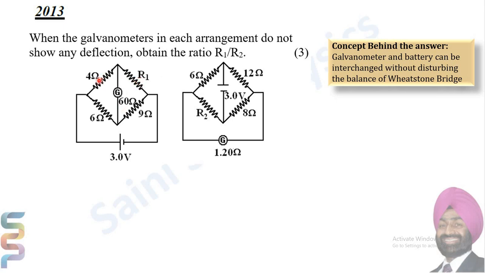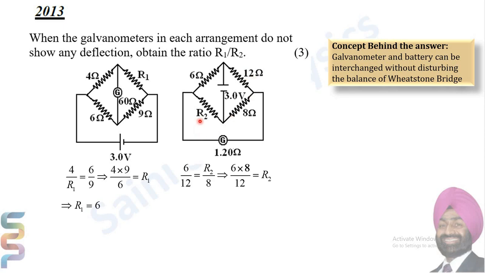So the ratio 4 is to R1 equals the ratio 6 is to 9. Solve it to get R1. In the same way, the ratio 6 is to 12 is the same as the ratio R2 by 8. The 8 on the left-hand side cancels with 2, so 8 by 2 equals 4. Once you get R1 and R2, simply divide the two, and you get the answer.